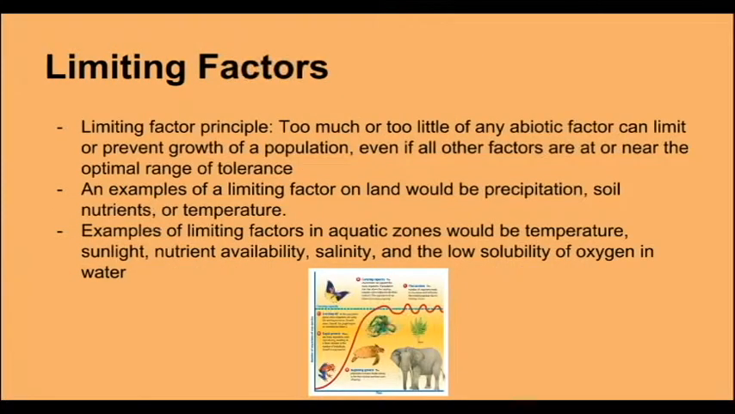Limiting factors. Limiting factor principle. Too much or too little of any abiotic factor can limit or prevent growth of a population, even if all other factors are at or near the optimal range of tolerance. An example of limiting factors on land would be precipitation, soil nutrients, or temperature. Examples of limiting factors in aquatic zones would be temperature, sunlight, nutrient availability, salinity, and the low solubility of oxygen in water.